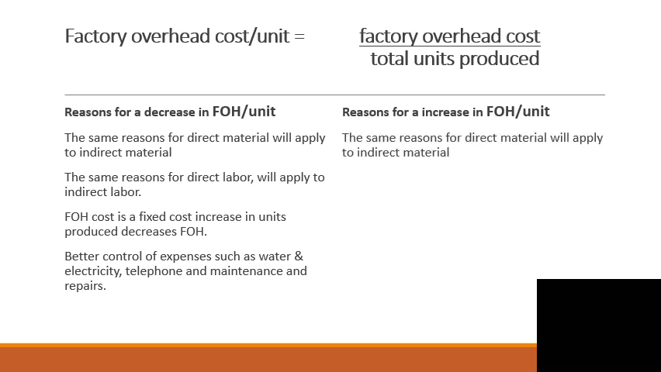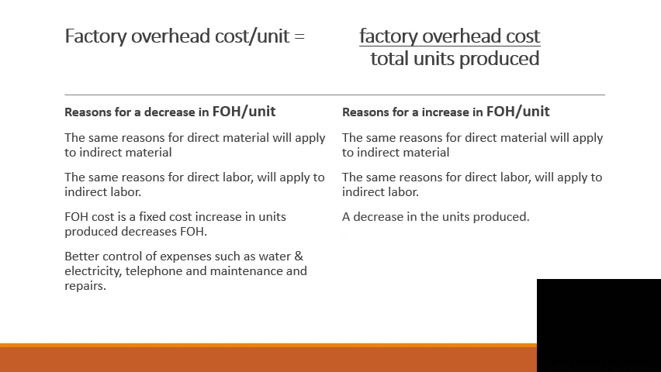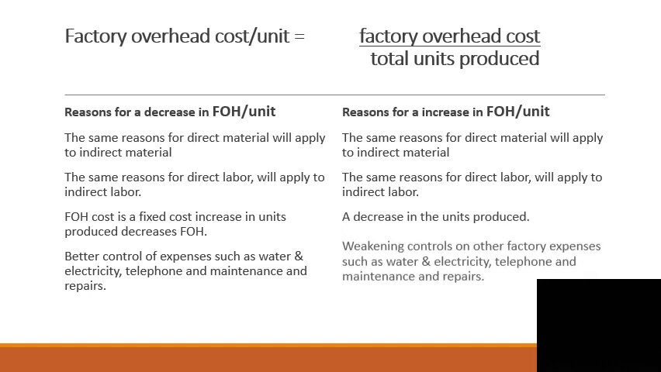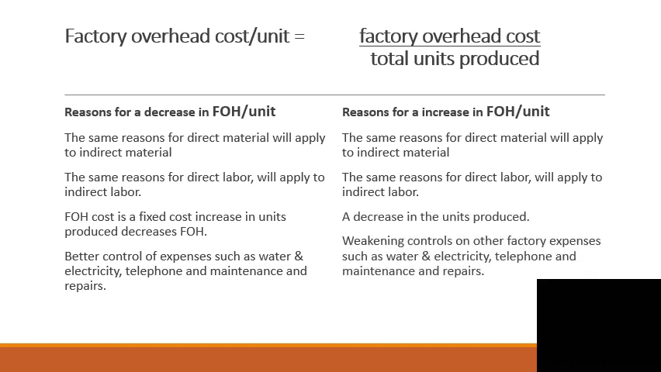What will increase now? The same reasons for direct material and direct labor, but since it is a fixed cost, a decrease in production might result in an increase in fixed overhead costs per unit. Or when we weaken control on other factory expenses, we are not monitoring the use of telephone, we are not checking the due dates for maintenance of our machines, that will result in an increase in factory overhead cost per unit.